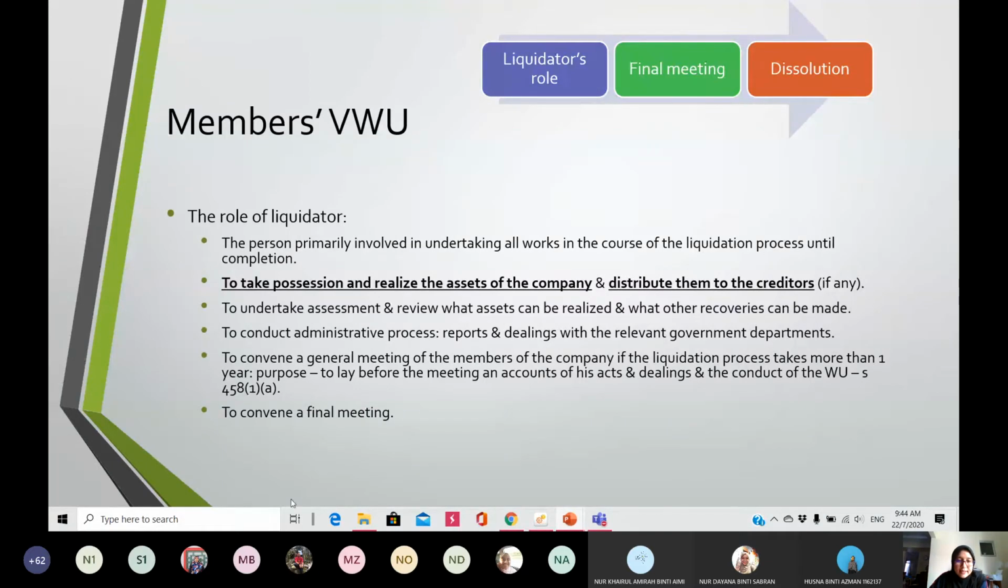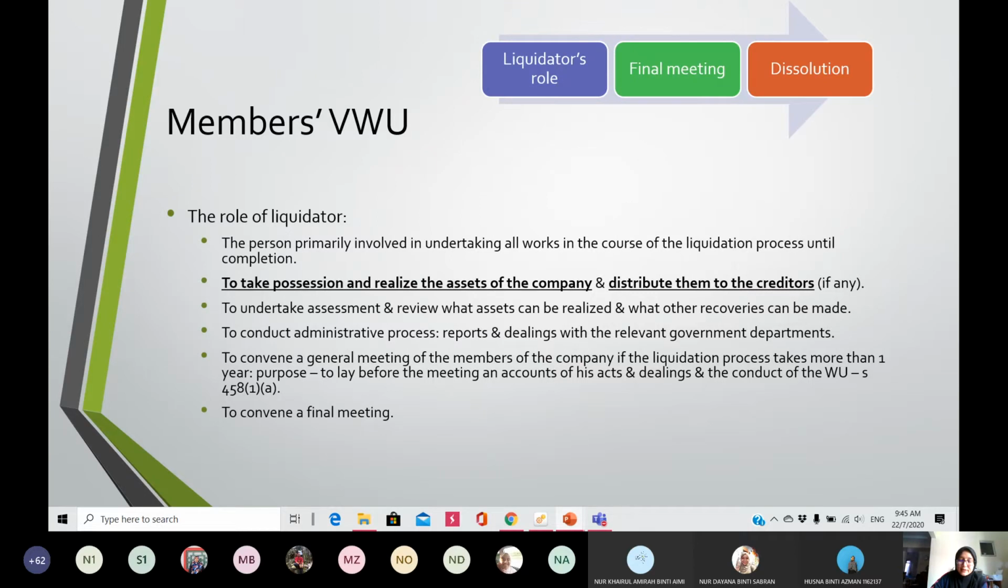Okay, then to convene a general meeting of the members of the company if the liquidation process takes more than 1 year. If it is more than 1 year, then to lay before the meeting an account of his acts and dealings and the conduct of the winding up. So it can take years for the whole process to be over. Then the last one is to convene a final meeting for the company before the company is dissolved. So that's the role of the liquidator.